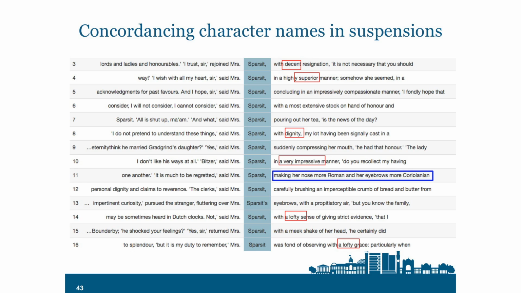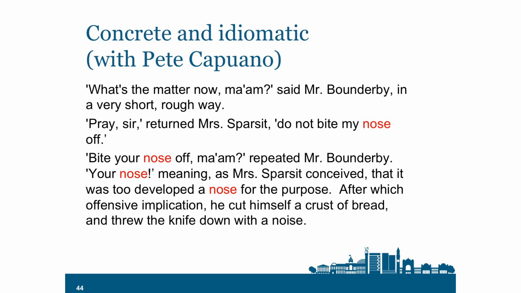Sparsit making her nose more Roman and her eyebrows more Coriolanian, so he's also talking a lot about her nose. And then you get into the text where you have something like, "What's the matter now, ma'am?" said Mr. Barnaby in a very short, rough way. "Pray, sir," returned Miss Sparsit, "don't bite my nose off."